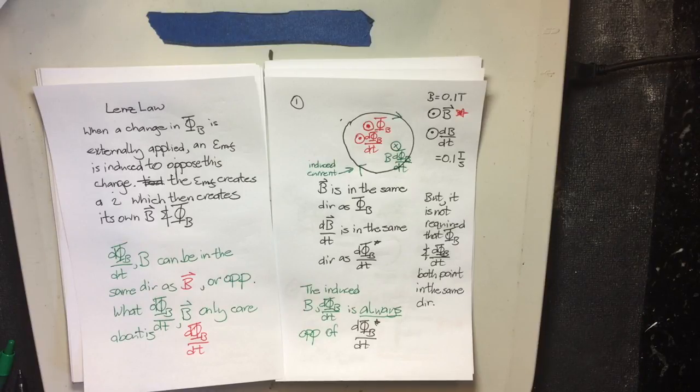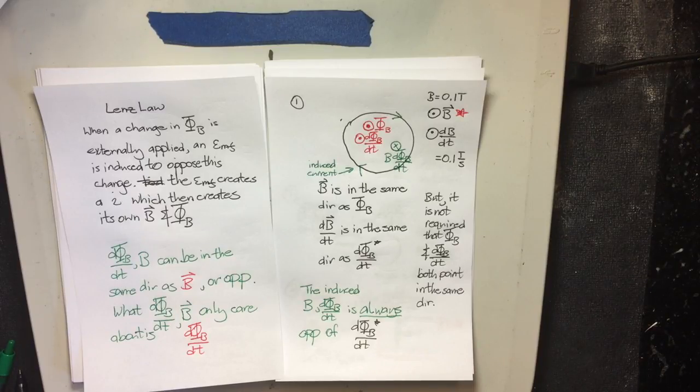This is a wire loop, this is a magnet. As the magnet gets closer to the loop, what happens? The magnetic field increases because you're getting closer to the bar magnet. So what happens is the B field is increasing into the page. The B field is into the page.